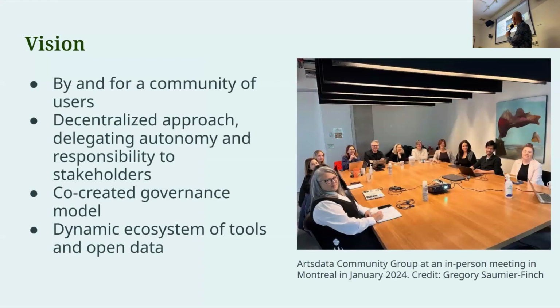Briefly about the community group, the people who are driving Artsdata. This is our governance body with its vision of a graph by and for a community of users, a graph that is decentralized, with a governance model that we're still building up as Artsdata is evolving, and also building an ecosystem of tools around Artsdata. Data is great, but if you have no means of accessing it, of playing with it, of exploring it, it's of less value. So we're building tools along with that. What are the advantages of Artsdata and of this graph data? We'll go over some of those.